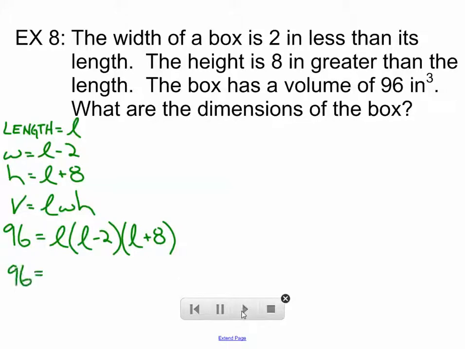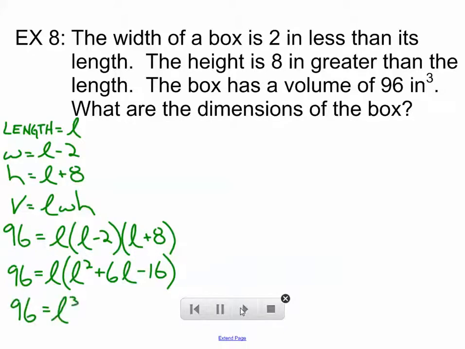Okay, so I'm going to simplify the right side of this equation. I'm going to start off by multiplying these two binomials, which we learned in an earlier section of the chapter. L times L is L squared. Negative 2 times 8 is negative 16. And in the middle, I skipped a step here, but we have 8L minus 2L, which is 6L. I'm still not done simplifying this. I'm going to distribute this L through. That'll give me L cubed plus 6L squared minus 16L.